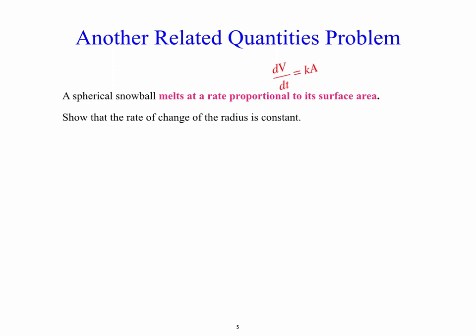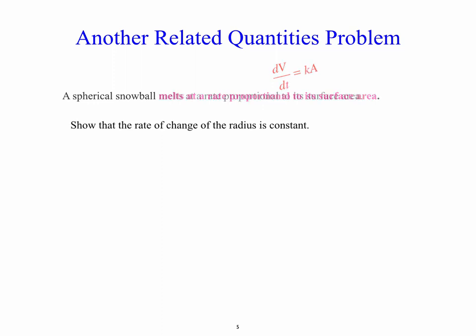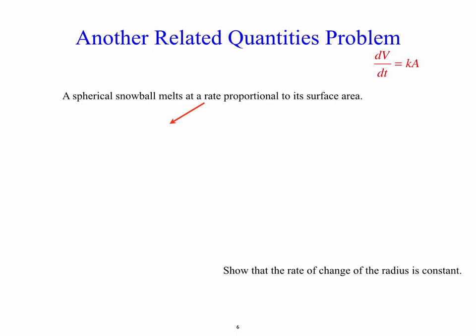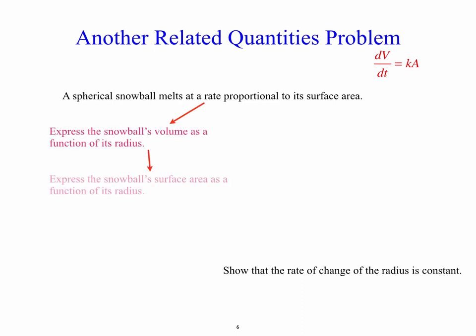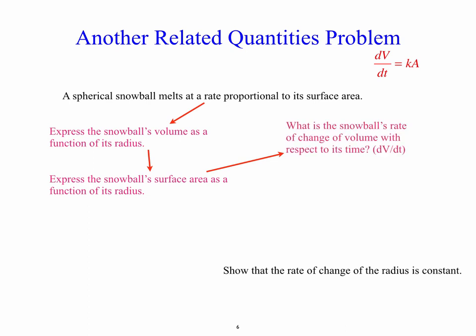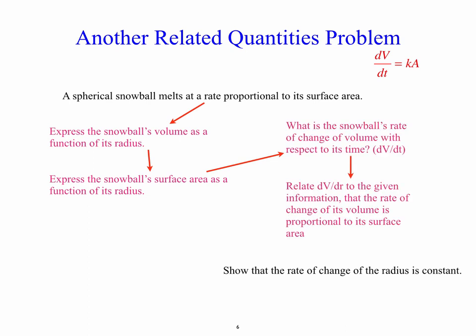So now what we need to do is figure out our roadmap, right? This is where we're starting, up here, and we want to get to the end. So here's the roadmap. We were going to express the snowball's volume as a function of its radius, because once again, the thing that they gave us is about a rate of change of volume, and the thing that we want to know about is the rate of change of radius. So we need to have a formula relating the volume and the radius.